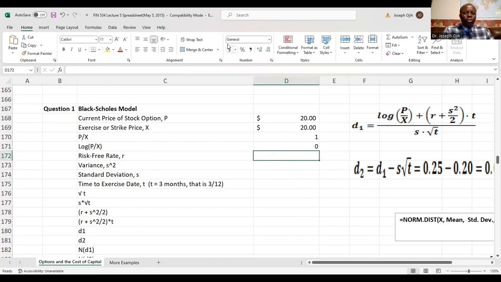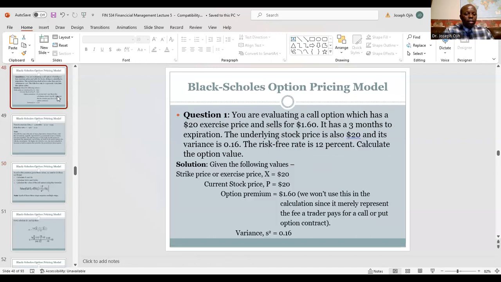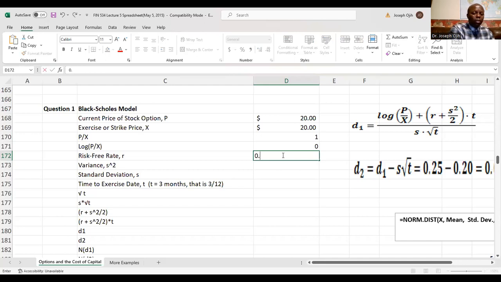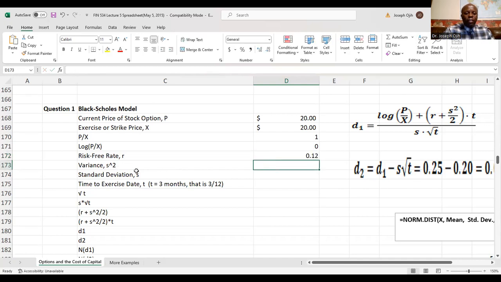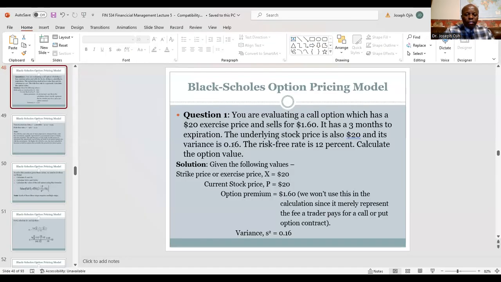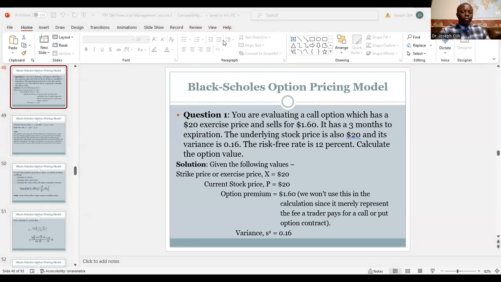Risk-free rate. According to the question, the risk-free rate is 12%. When you change it to a decimal, it's 0.12. So I'm going to put 0.12 here. Then the variance. According to this question, the variance is 0.16. So I'm going to put 0.16 right there.